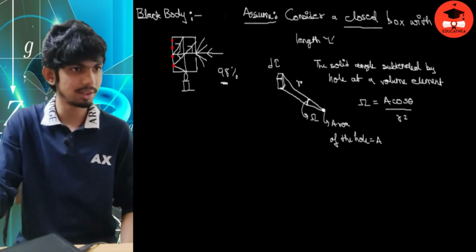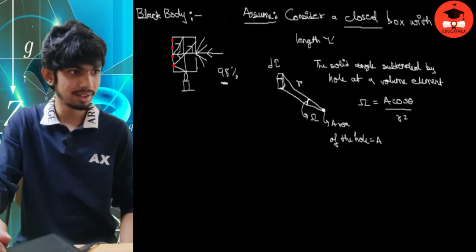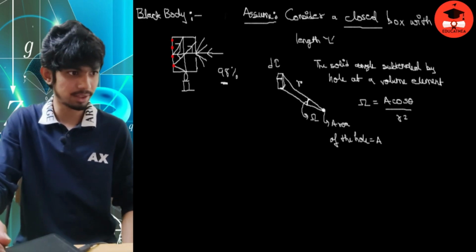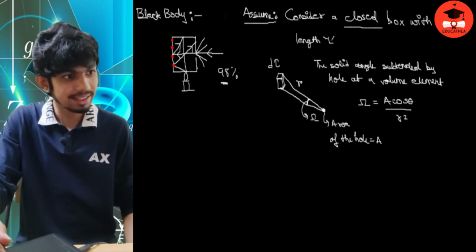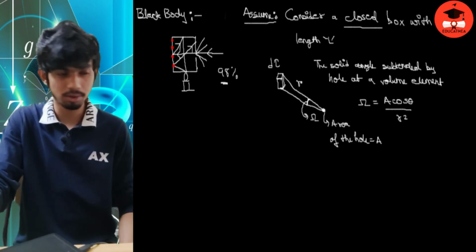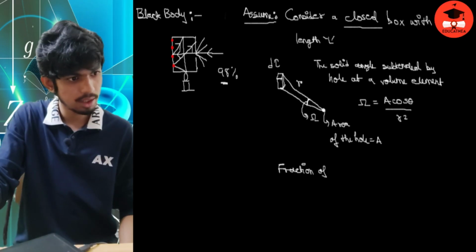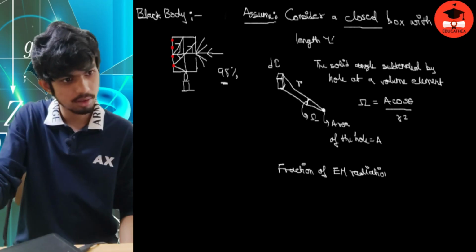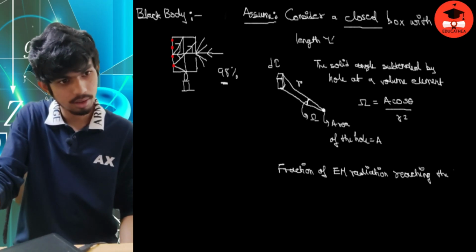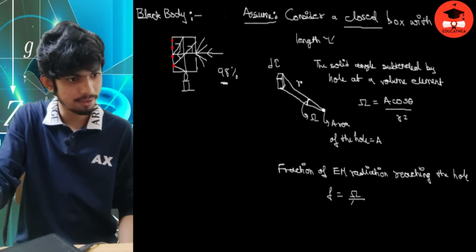Now the next question that I want to ask is, what is the fraction of radiation that is reaching this hole? All right, this volume element has atoms within it, and that's why this volume element is also emitting some electromagnetic radiations. So what is that electromagnetic radiation which is coming to this hole? All right, so the fraction of electromagnetic radiation reaching the hole, I'll call that F, and it's nothing but sigma divided by 4 pi.